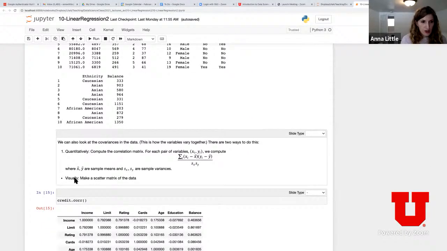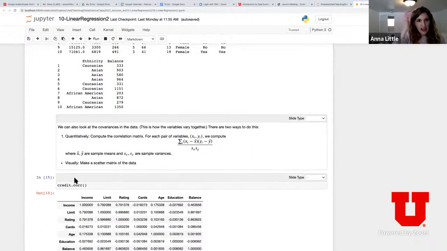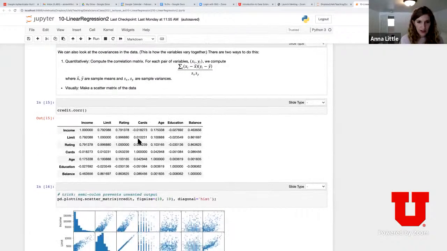Okay, so we may want to look at the covariances in the data. Think about how the variables vary together, because this can really affect things as you build models with different combinations of them. There are 2 ways that you can do this: quantitatively by computing the correlation matrix, and visually by making scatter plots of the data and looking for patterns of one variable versus the other.